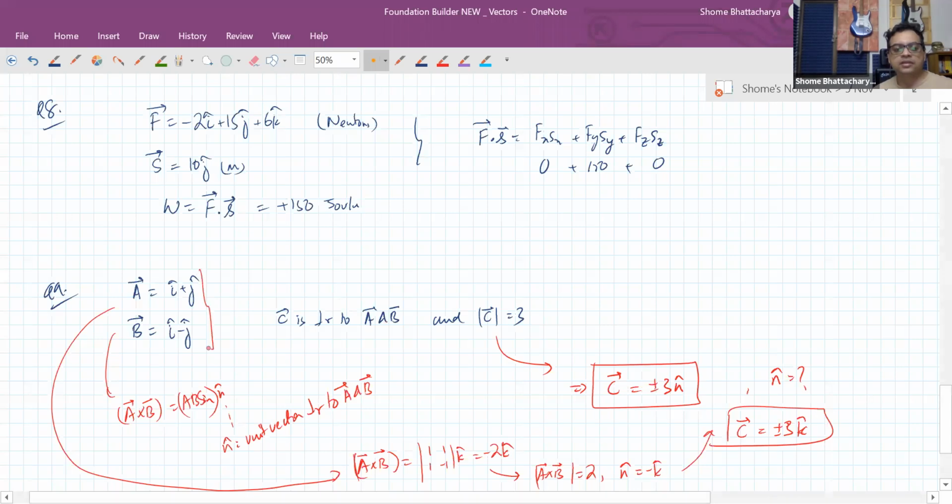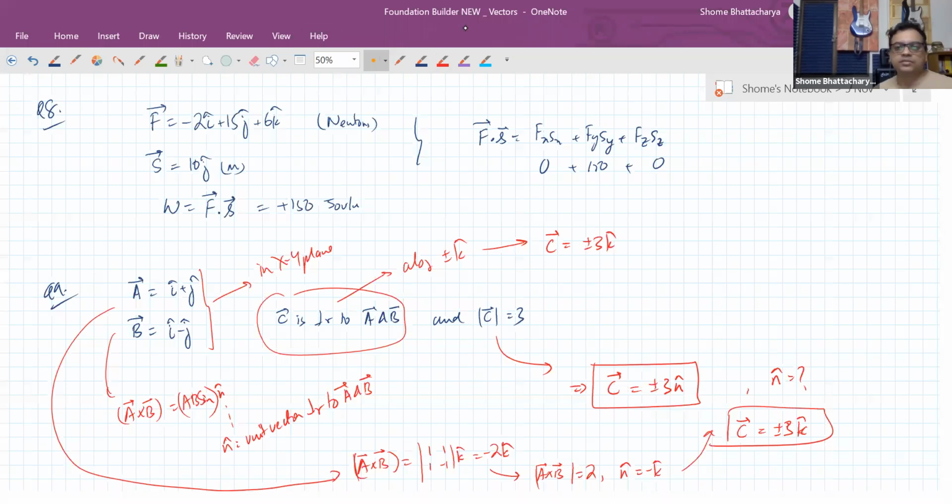So you can see that A and B are in xy plane. So that means that C being perpendicular to A and B is along plus or minus k cap. So therefore directly C is plus or minus 3 k cap. But this has been a more general type of question with three-dimensional components. This is how you do that.